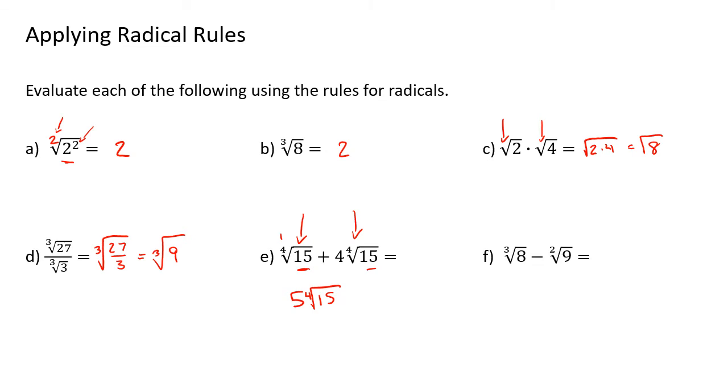Our last example, the cube root of 8 minus the square root of 9. So we can't add or subtract those. The order of the root is not the same, and the number within the root is not the same. So that just stays as the cube root of 8 minus the square root of 9. So you cannot simplify those together.